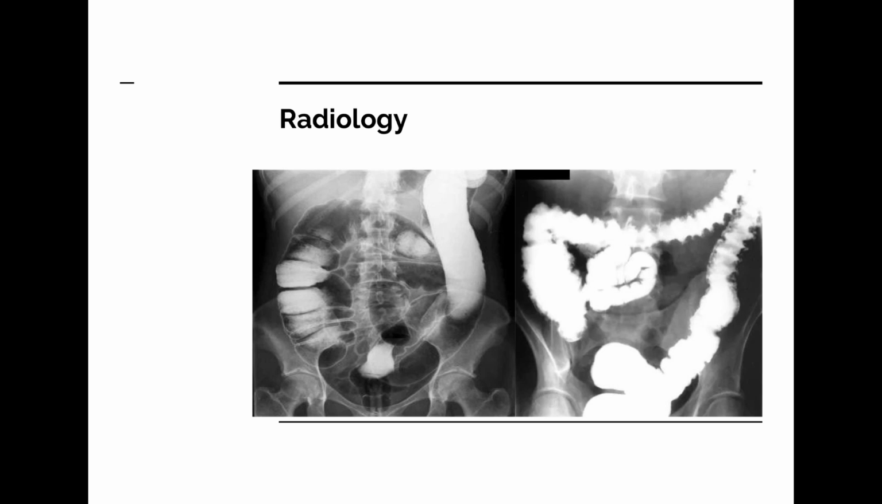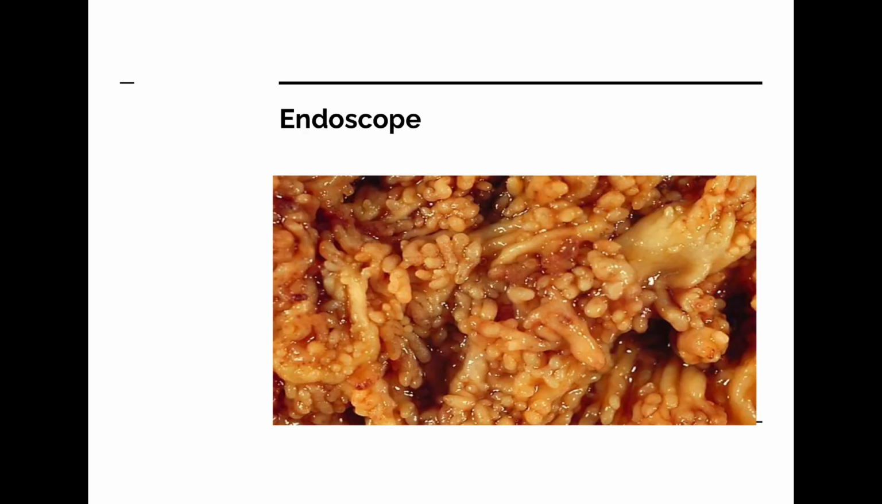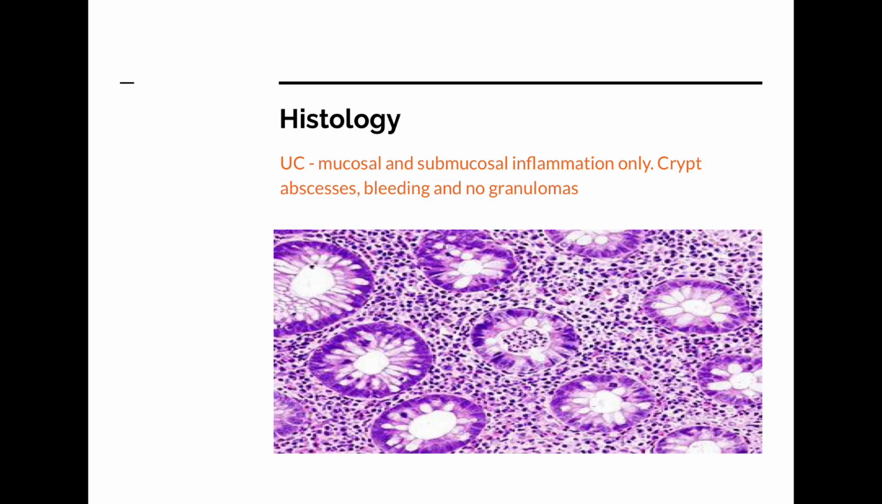The X-ray on the left shows lead pipe appearance, and X-ray on the right shows how a colon full of pseudopolyps appears on X-ray. This picture of an endoscope shows how pseudopolyps look like. The inflammation in ulcerative colitis is mucosal and submucosal inflammation only.